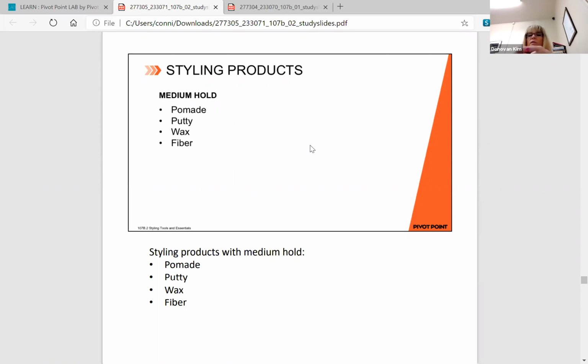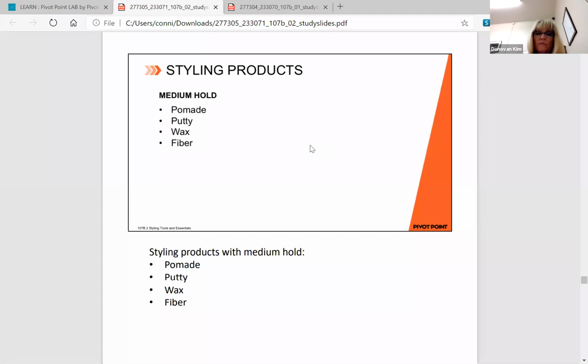A lot of them come in those little tubs. So a pomade usually has a lot of shine to it. Sometimes they do come in matte, but it's usually pretty shiny. It'll give you a smooth finish, and it can be an oil or a water base. My hair putty is usually matte. It creates a chunky look, sometimes some separation. A wax is kind of shiny, kind of not, kind of matte, but that'll give you that spiky look. A fiber is usually matte, and it just adds some control to the hair.